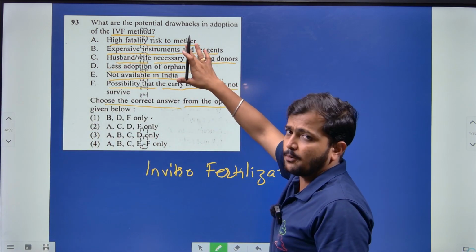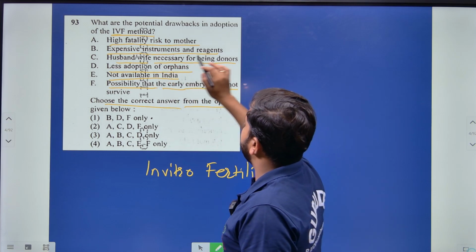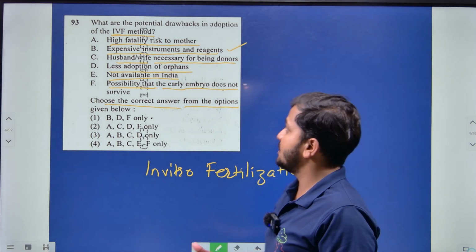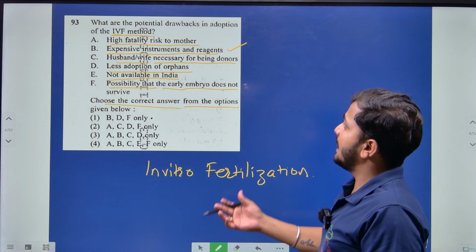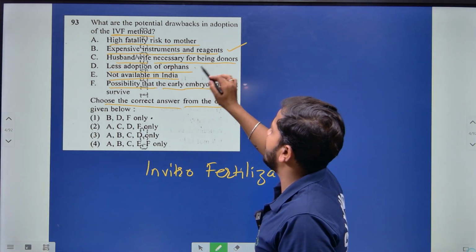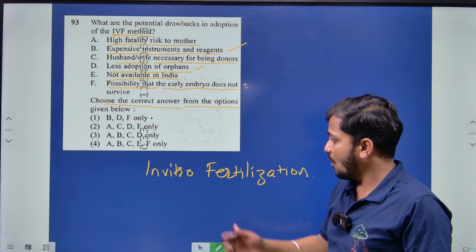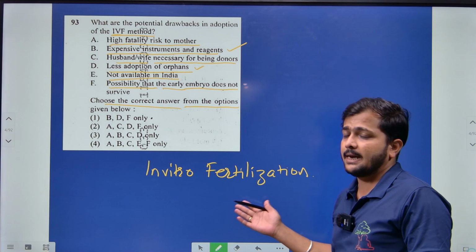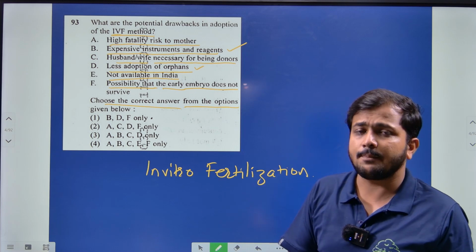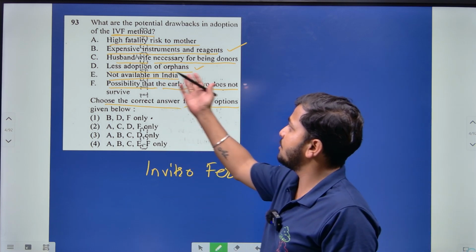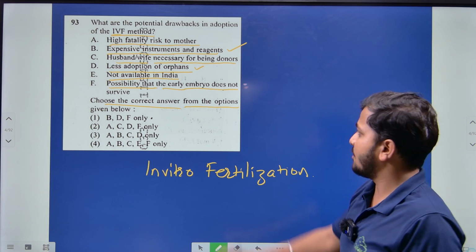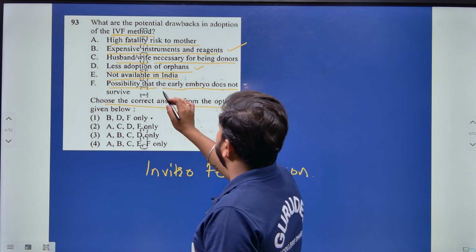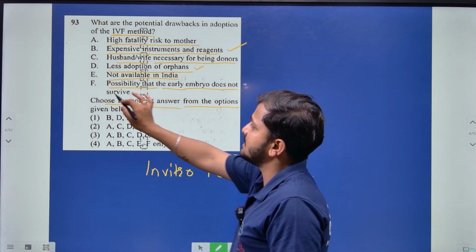Mainly with respect to IVF, the potential drawback here is expensive instruments and reagents, right? So it requires expensive instruments and even the reagents. Then you consider less adoption of orphans. If babies are produced with in vitro fertilization, definitely there are couples who will not go for the adoption of orphans, right? So orphans will be left there itself, right?